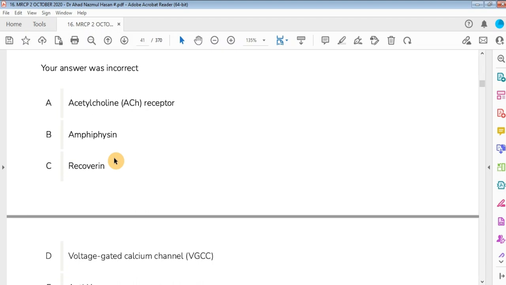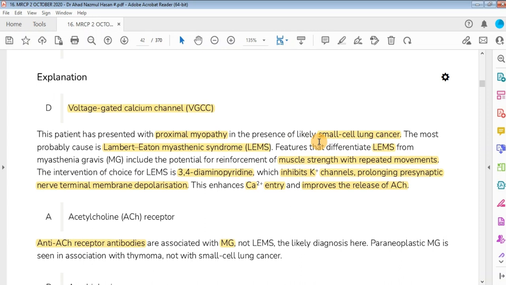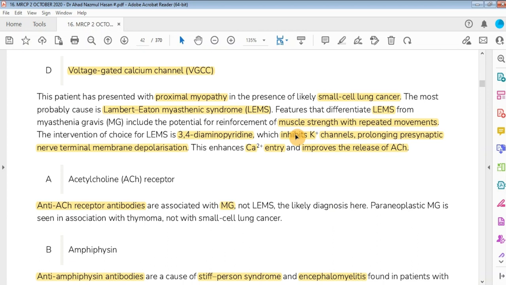This patient has presented with proximal myopathy in the presence of the likely small cell lung cancer. The most probable cause is Lambert-Eaton myasthenic syndrome. Features that differentiate LEMS from myasthenia gravis include potential reinforcement of muscle strength with repeated movement. So in case of Lambert-Eaton myasthenic syndrome, there will be improvement of symptoms following exertion or following repetition of movement, which should be worsened in case of myasthenia gravis.